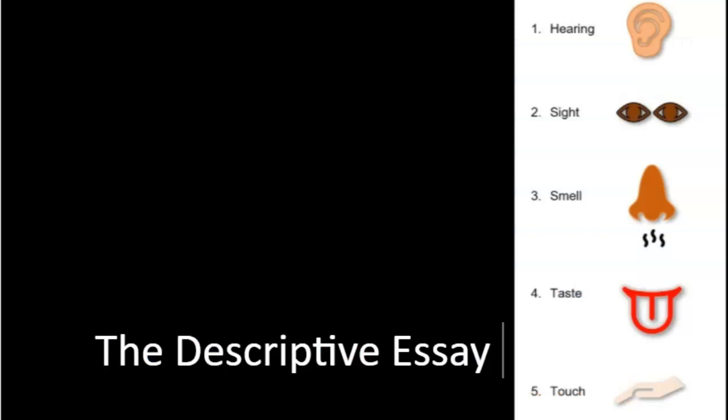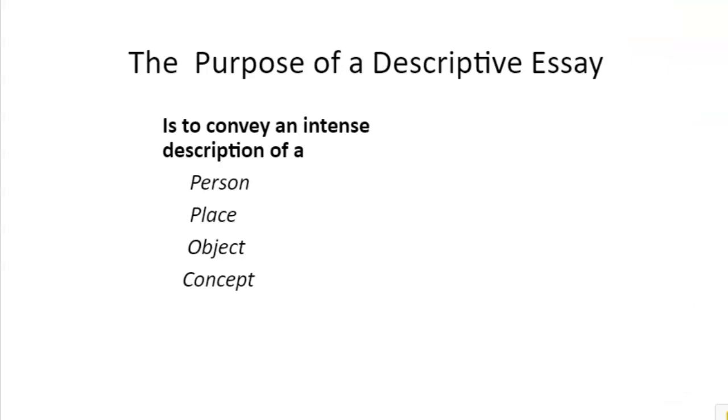All right, descriptive essays are very different. Descriptive essays rely on your senses. So your hearing, your sight, sense of smell, taste, touch. These are the sensory elements you would bring into a descriptive essay. The purpose of a descriptive essay is to convey an intense description of a person, place, object, or concept. And for this Where I'm From essay, most of you will be describing a place, where you're from. It could be conceptual, could be you come from a place of love and you're going to write more metaphorically, but I'll explain more about the essay later in this module, in this unit.